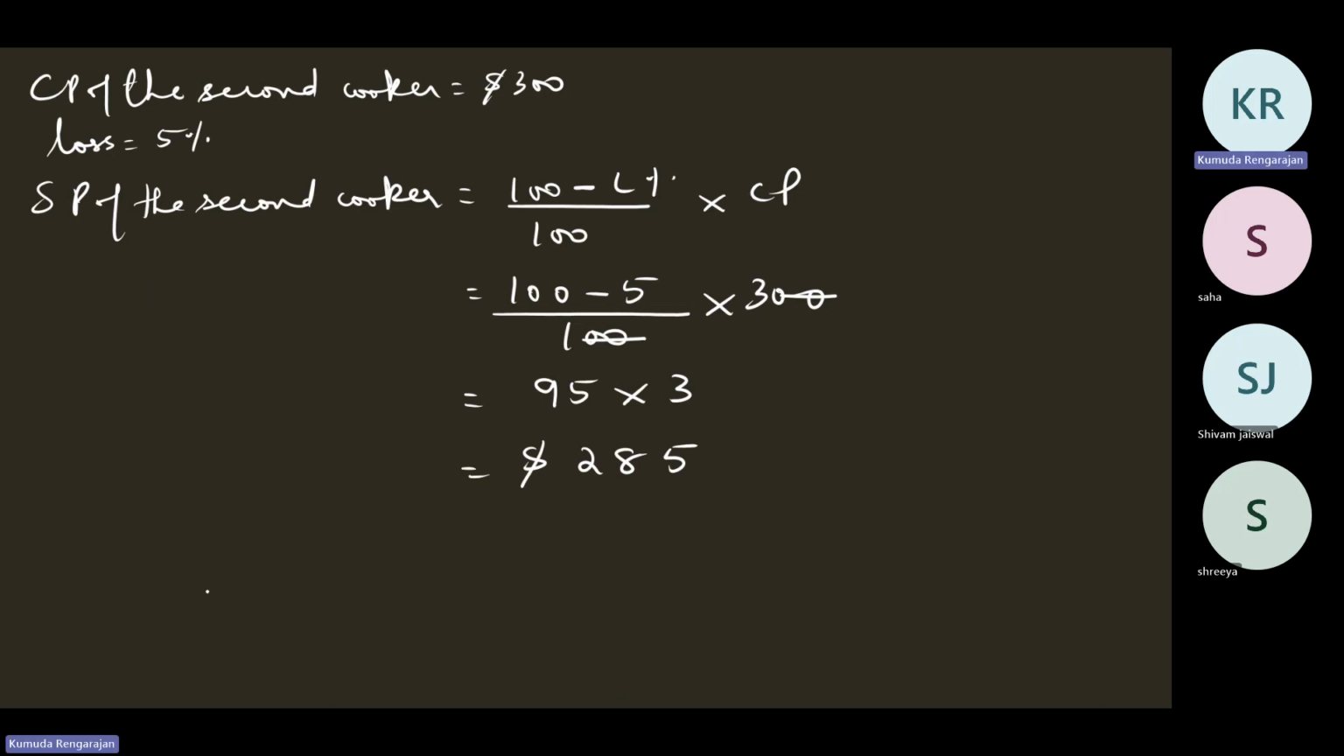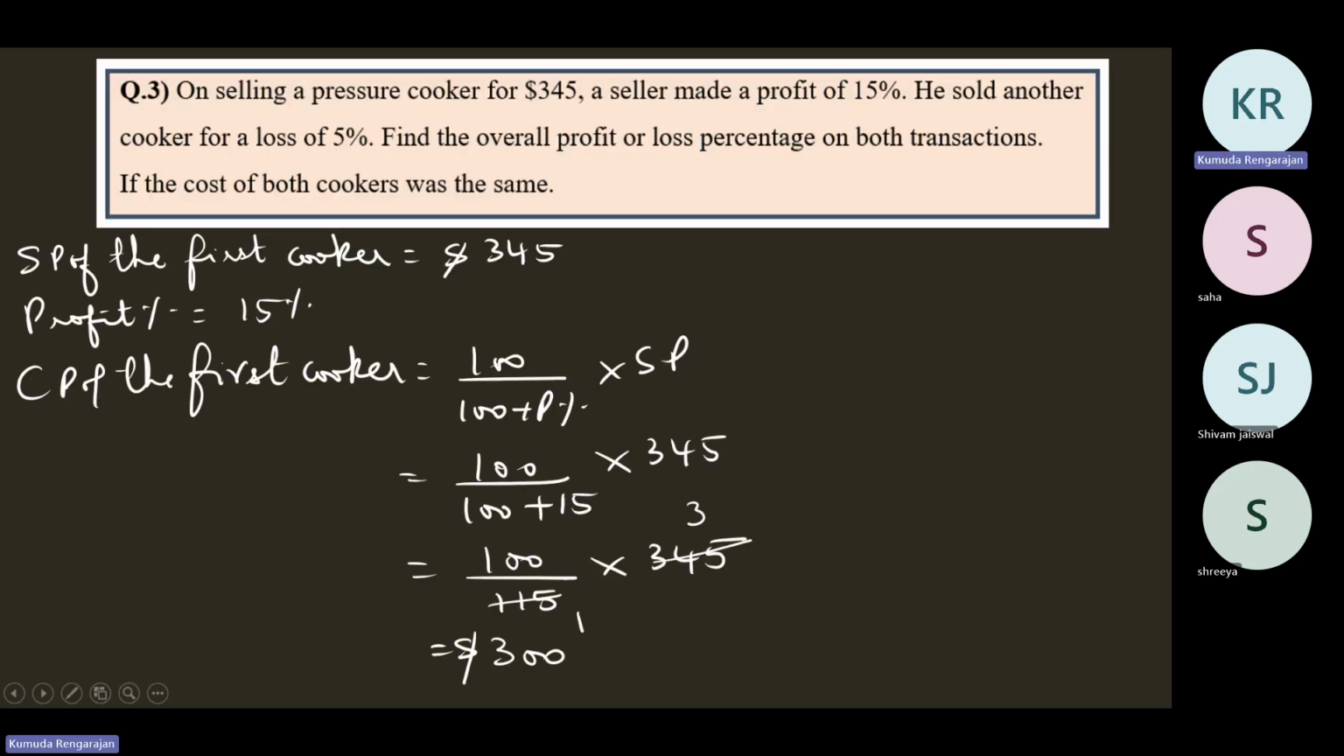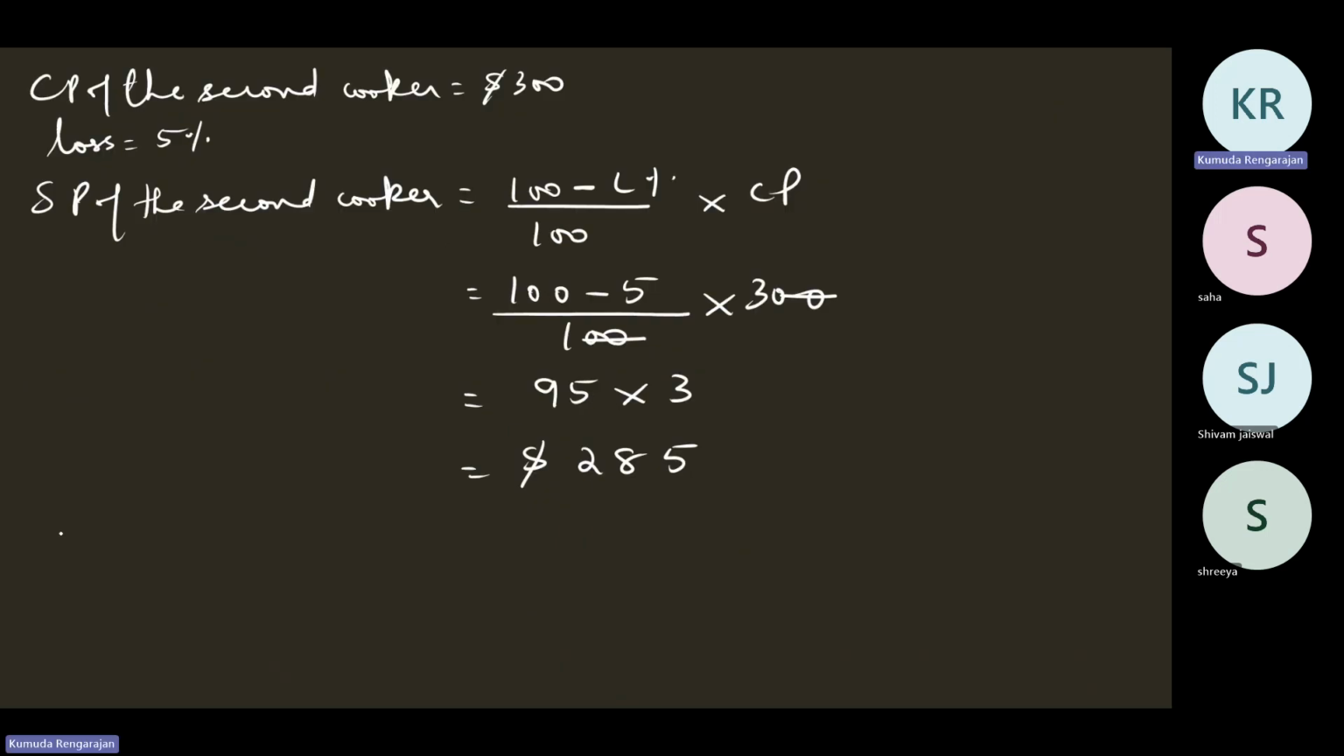What's the next step now? We have to find the overall profit or loss percentage. So how do you find the overall profit or loss percentage? You need to find the total CP and the total SP. So the total CP is $300 plus $300, $600.